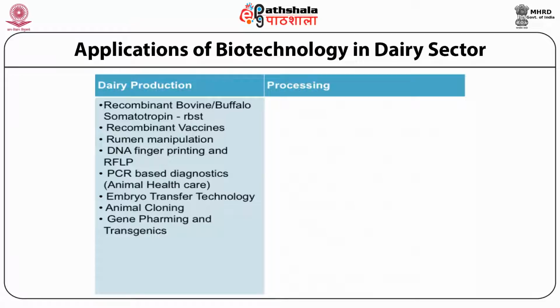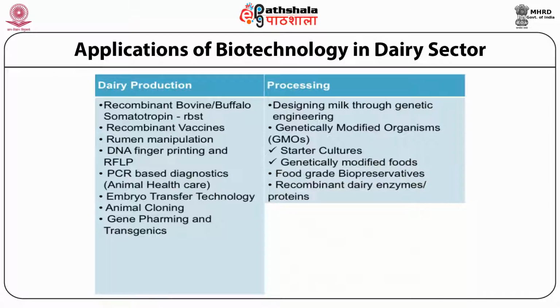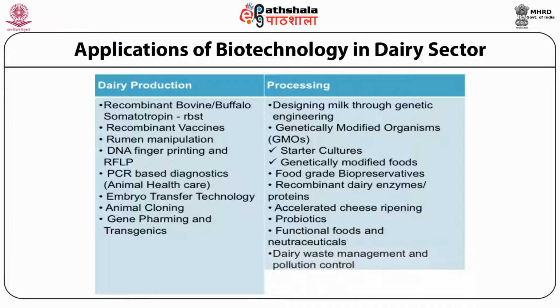In dairy processing, especially, there is designing of milk through genetic engineering, genetically modified organisms, the starter cultures, mainly lactic acid bacteria, genetically modified foods, food grade biopreservatives, recombinant dairy enzymes and proteins, accelerated cheese ripening, probiotics, functional foods and nutraceuticals, dairy waste management and pollution control, gene probes and PCR-based pathogen detection. So the biotechnological approaches can be employed for improving the productivity, economy, physicochemical and nutritional attributes of a wide range of food products.